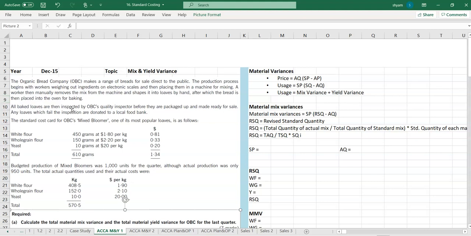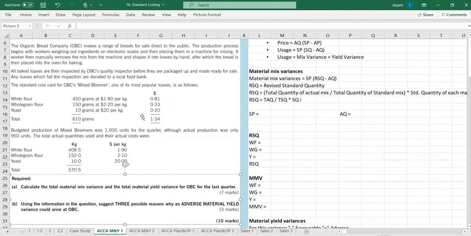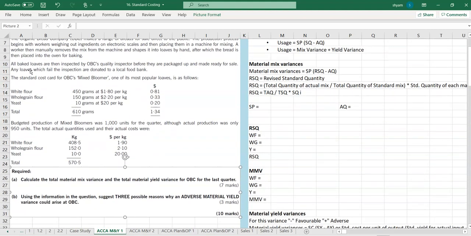All baked loaves are then inspected by OBC's quality inspector before they are packaged up and made ready for sale. Any loaves which fail the inspection are donated to a local food bank. So we'll see the theory question later. What is our consideration is these numbers. Okay, with numbers only we can do the problem.